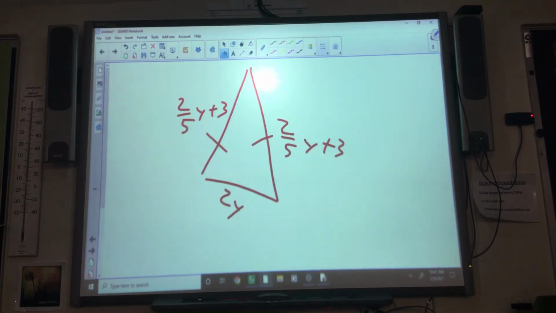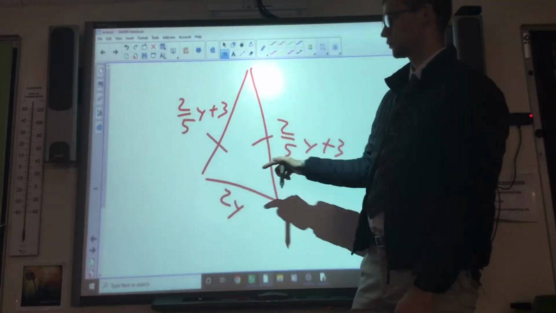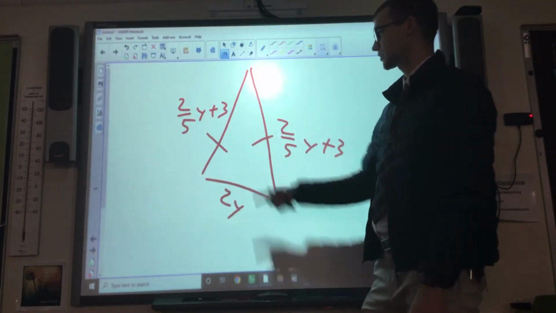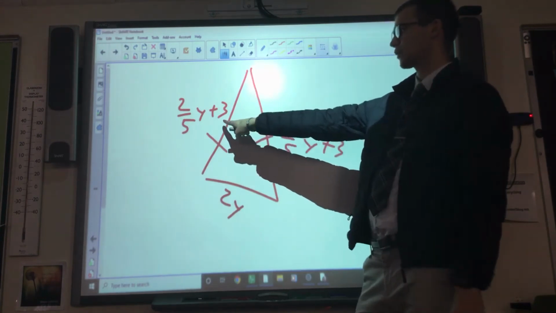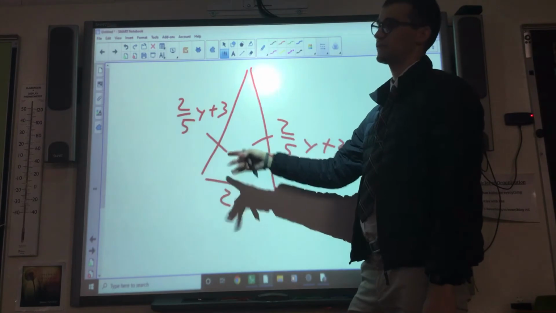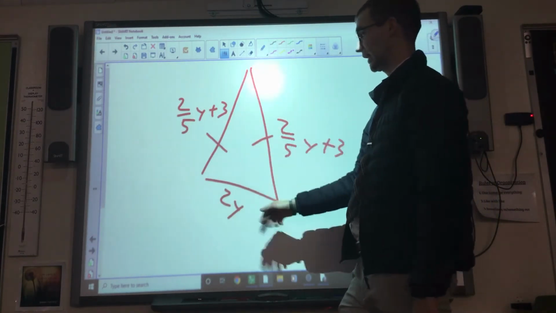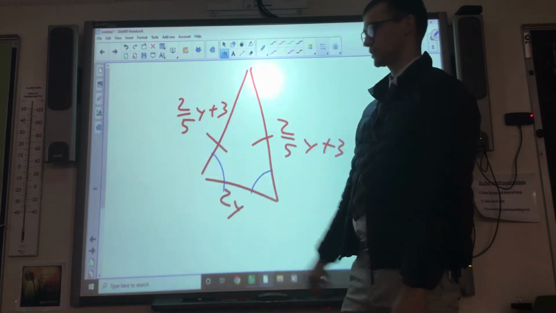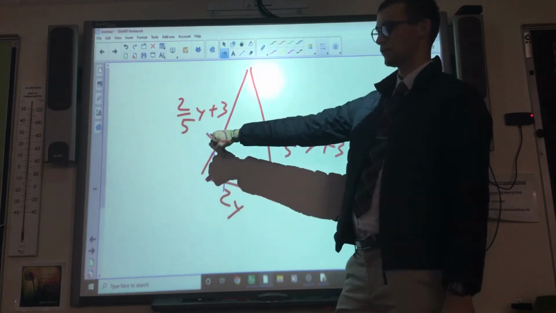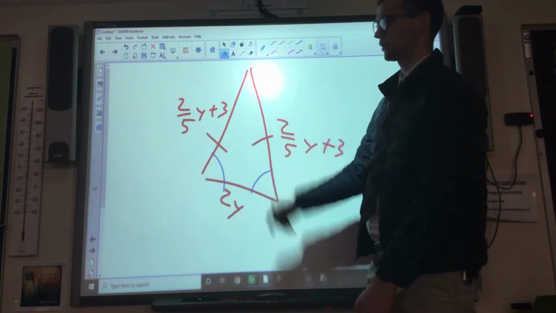So, what do the lines mean? The lines mean that these are equivalent. The assignment tells you this, it says each of the sides is 2/5 y plus 3. But even if they had only told you one, isosceles triangles always have opposite angles, and opposite sides, and opposite angles have the same measure. So the angle across from one side is going to be the same as the angle across from the other side.